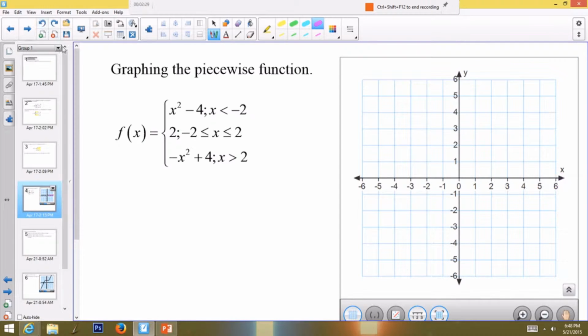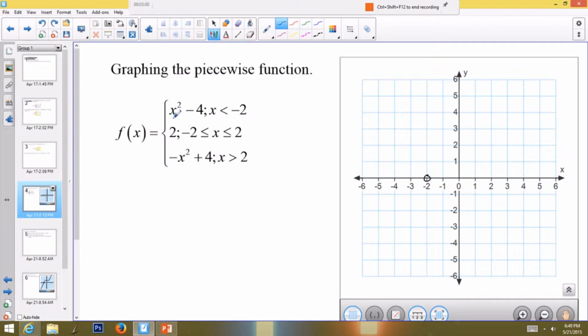So let's get to it. Again, since this first one is not including negative 2, it's everything up to but not including negative 2, I'm going to plug in negative 2. Negative 2 squared is 4, minus 4 is 0. So at negative 2, I would have 0, but it doesn't include 0. It includes everything up to but not including it. So I'm going to put a little circle there.